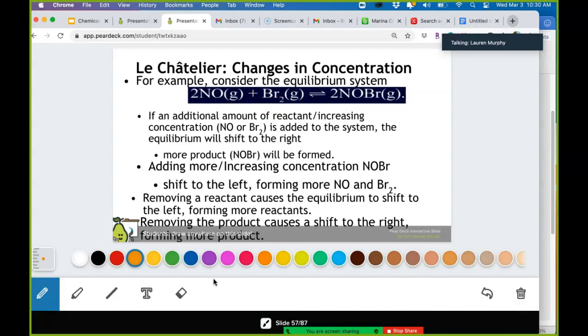Now, what happens if I increase the concentration of NOBr? I add more of it. Well, now I have too much product. It was at equilibrium, and now you put in extra product. It doesn't want extra product. It was fine the way it was. So the equilibrium will shift the opposite direction, where these guys will increase in concentration, and this guy will go back down a little bit to reestablish equilibrium.